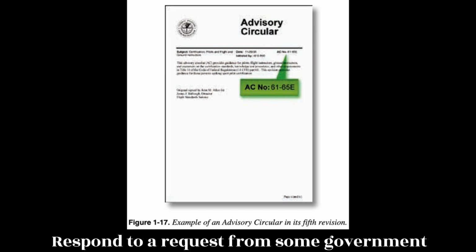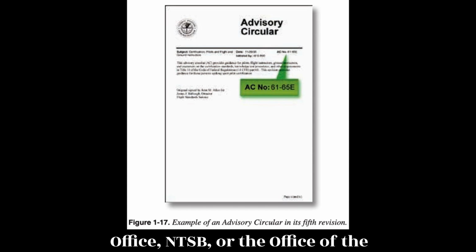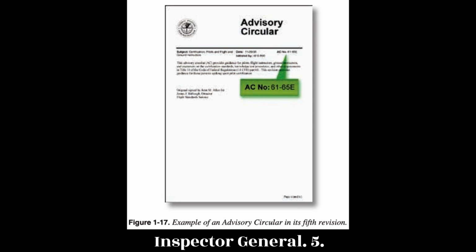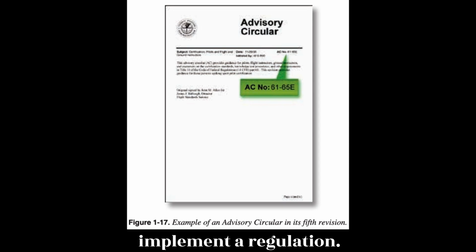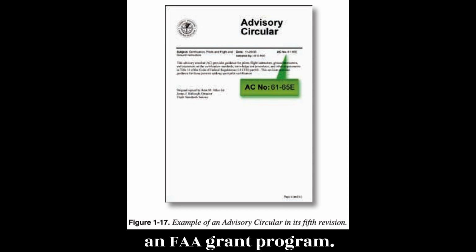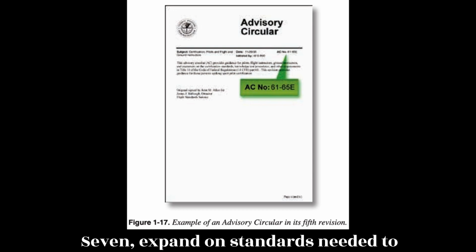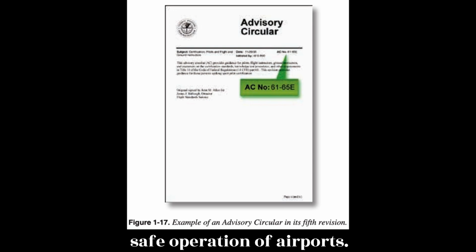4. Respond to a request from some government entity, such as General Accounting Office, NTSB, or the Office of the Inspector General. 5. Help the industry and FAA effectively implement a regulation. 6. Explain requirements and limits of an FAA grant program. 7. Expand on standards needed to promote aviation safety, including the safe operation of airports.